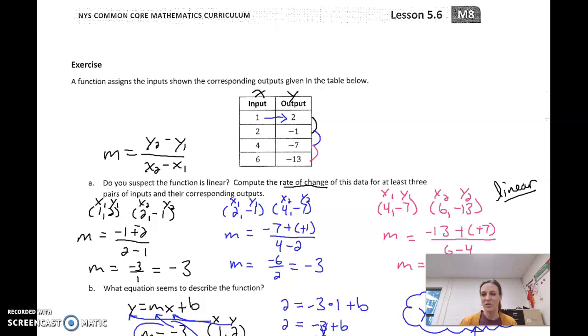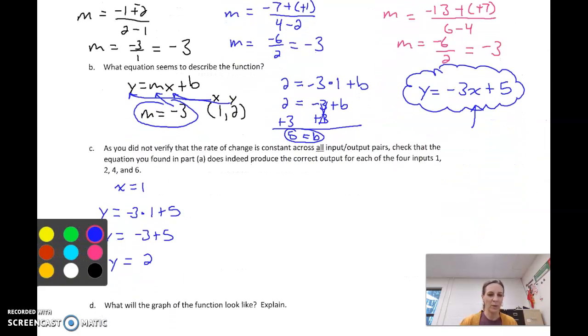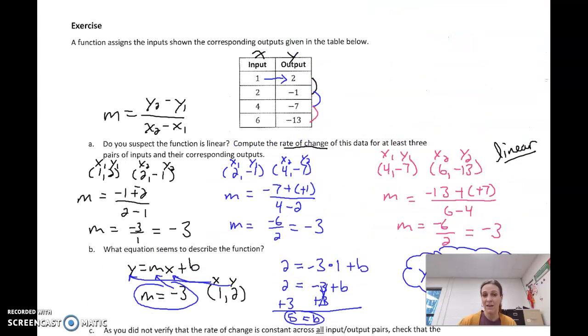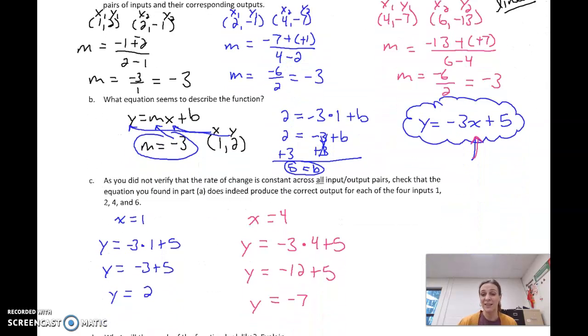All right, and I want to just try, let's do 4, okay? You guys will trust me that they work for all of them. All right, so again, let's plug 4 in now. Let's input 4 in for x and see what we get for an output. y equals -3 times 4 plus 5. So y equals -3 times 4, which is -12, plus 5. And if we add -12 and 5 together, we get -7. So if we input a 4, we get out -7.